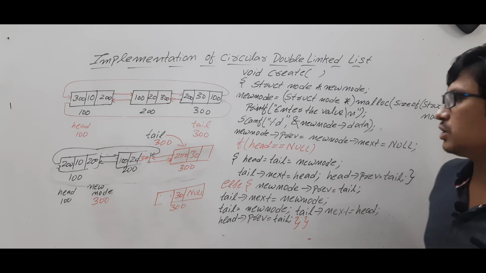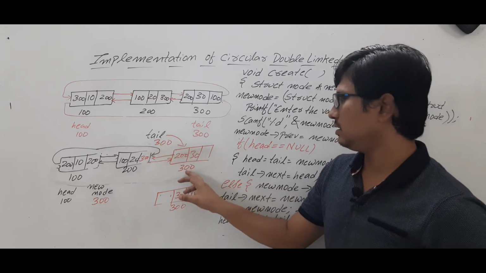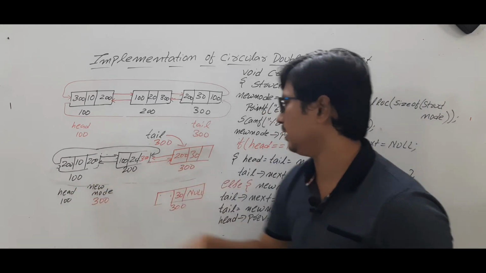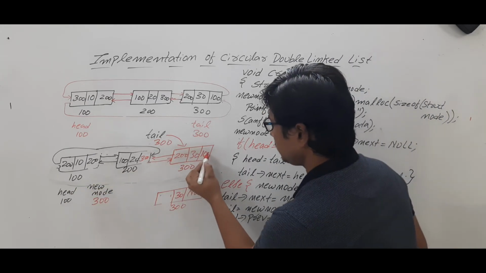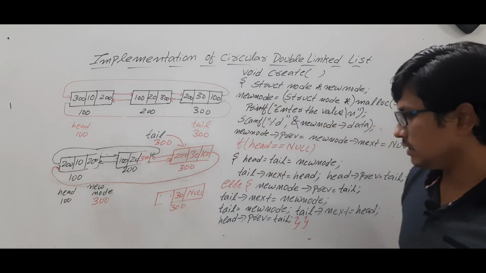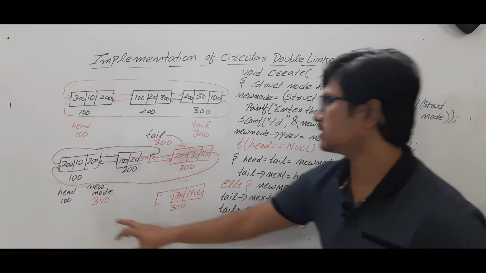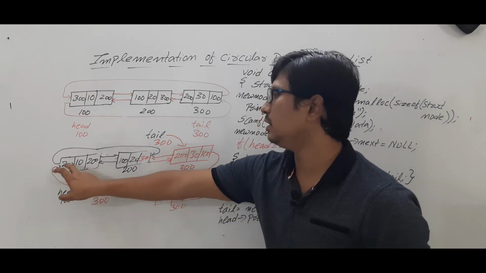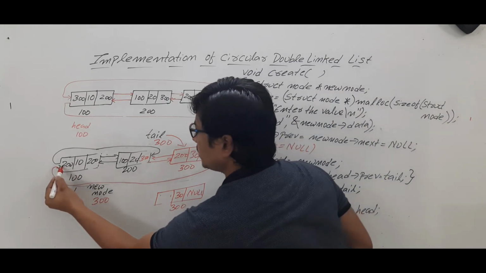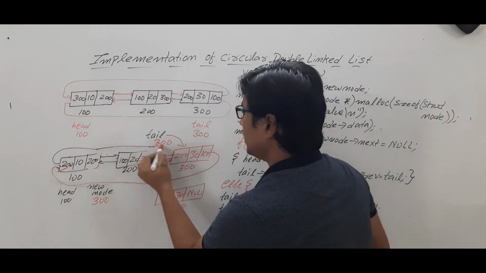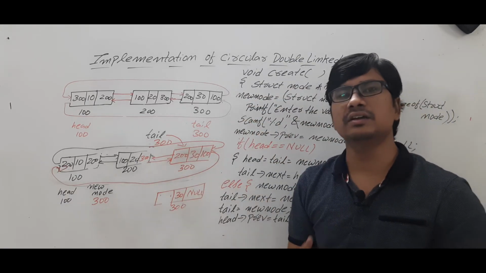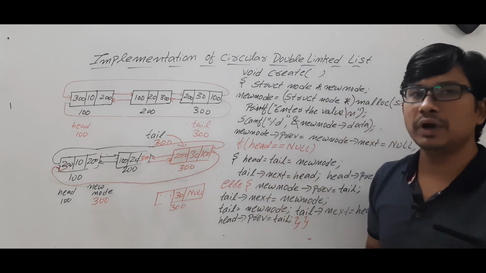Tail of next is equal to head. Tail of next, what is this tail? Tail is 300. 300 of next is this one, is equal to head 100. So this node will be connected to the first node. Then head of previous means head is 100, 100 of previous means this location is equal to tail. So it is having 300. So this link will be down and this link will be established. So this is the way we will create a circular double linked list. I hope you have understood.